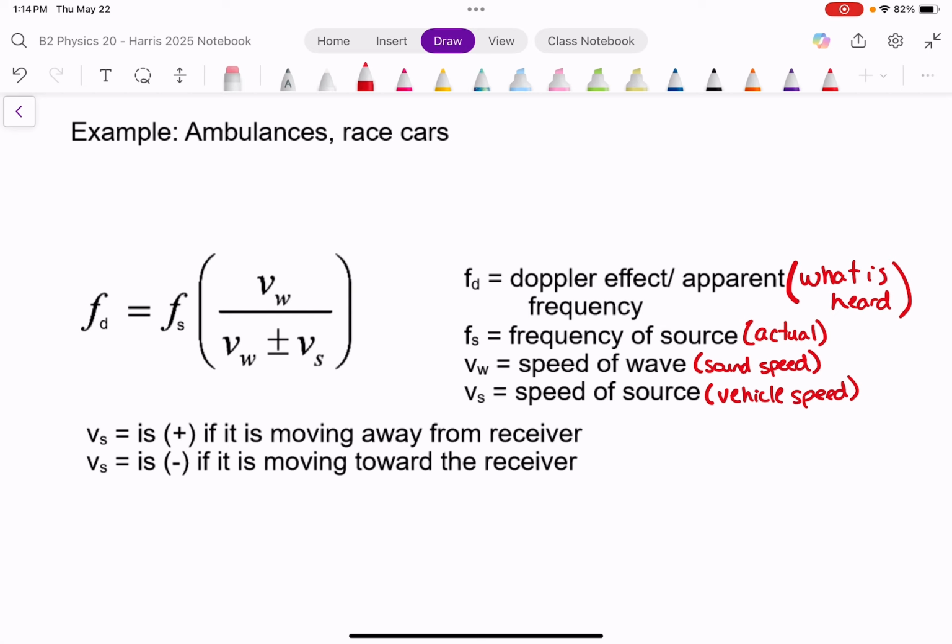The speed of the source, vS, is going to be positive if it's moving away from the receiver, and it's going to be negative if it's moving towards the observer. So when we think moving toward, we think that's positive. No, it's going to be negative this time. They're going to be flipped. This is the memorization piece, so we need to make sure that we know.